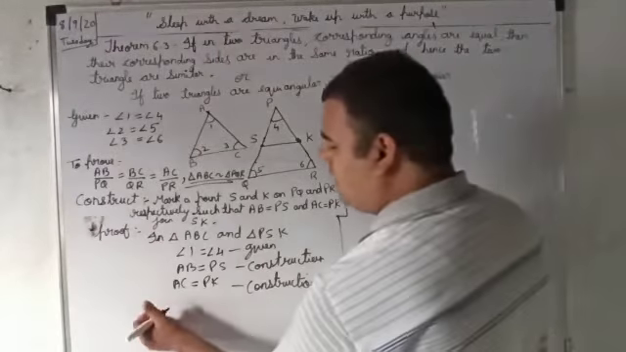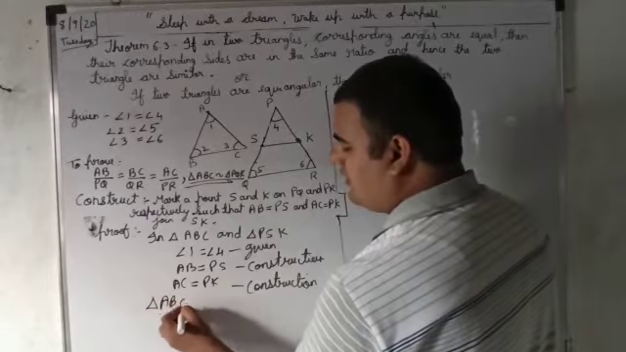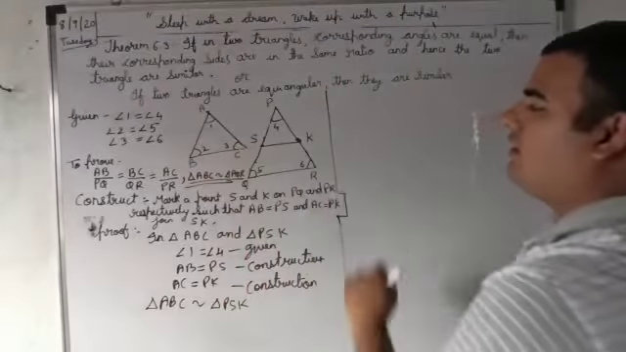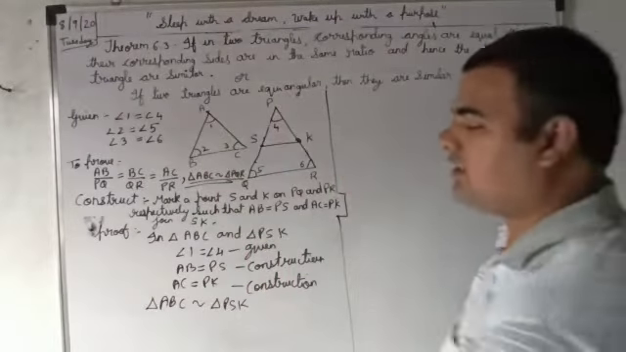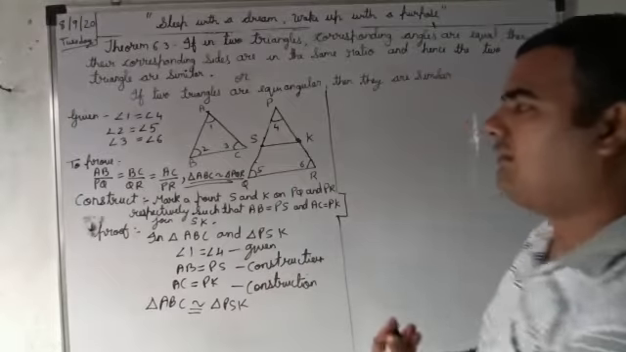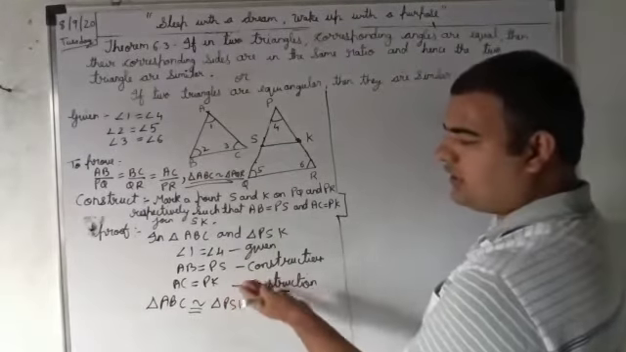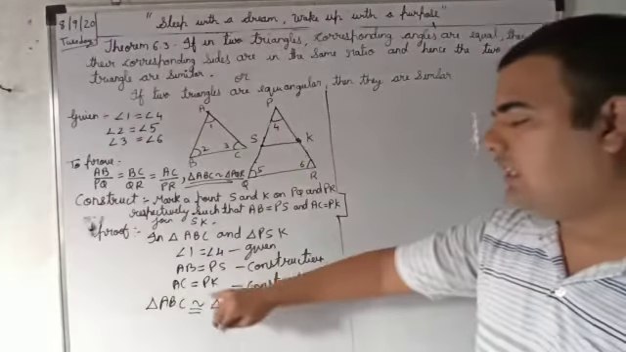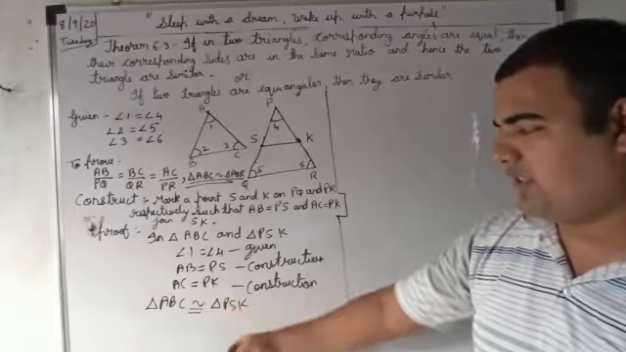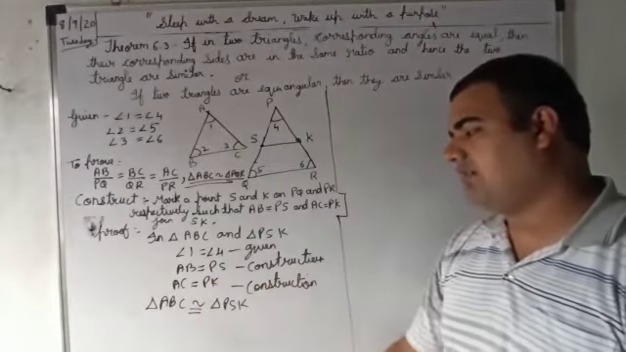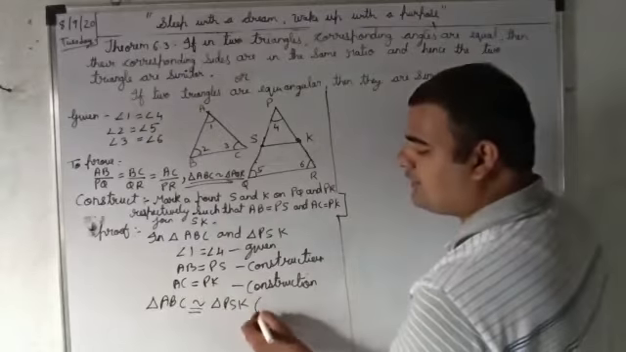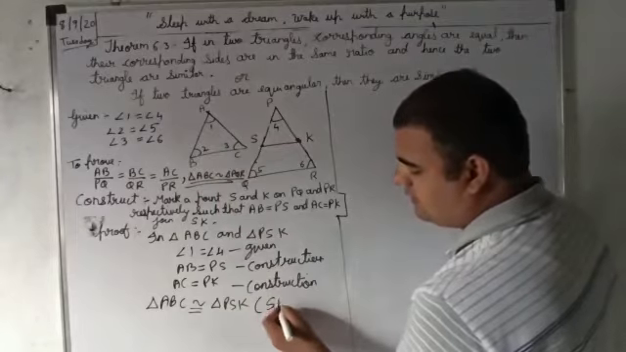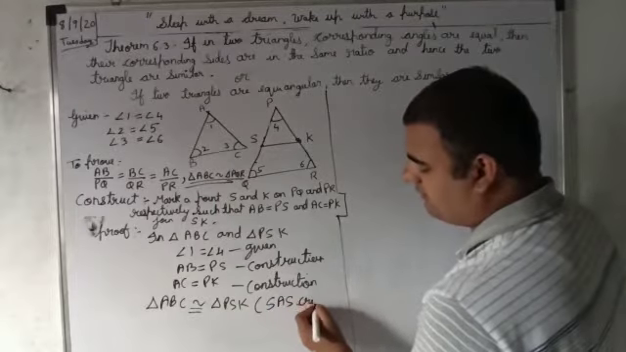So can you say triangle ABC is similar to triangle PSK? Not similar, congruent you need to say. Why? Because we are using the congruency criteria here, because angle 1 and angle 4 are equal, and the sides are equal. They are not in proportion. If it was in proportion, then we could use similarity, but we have used the equal to sign. So we can say they are congruent by side angle side.